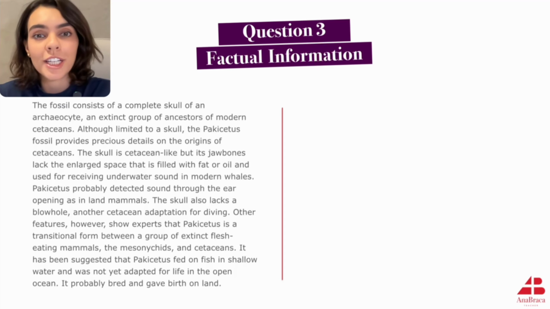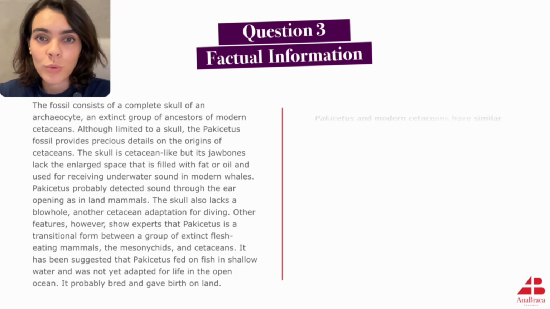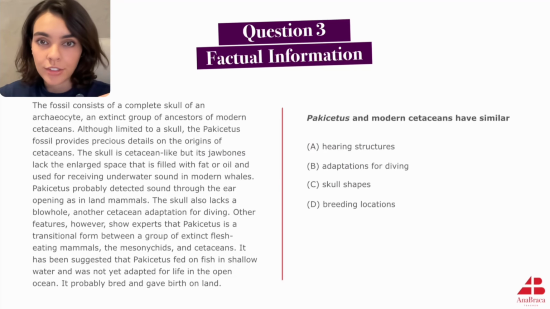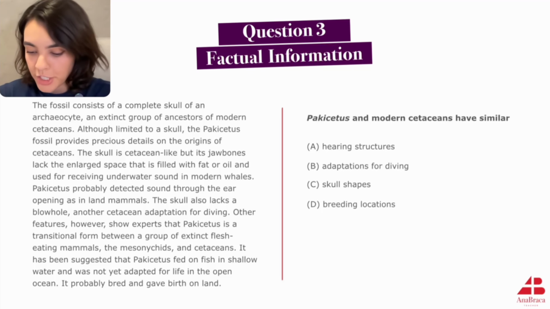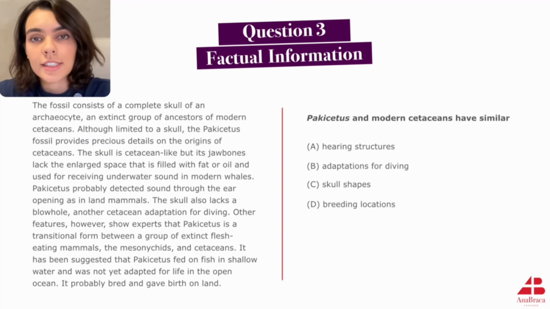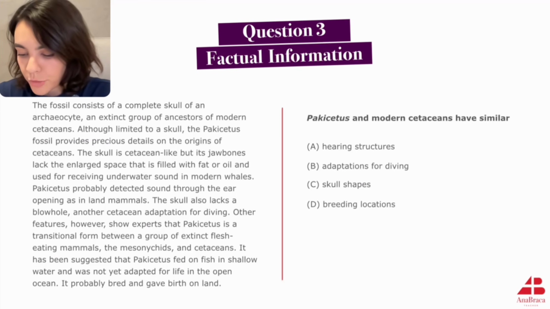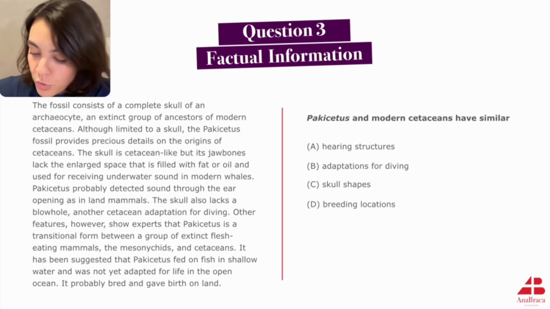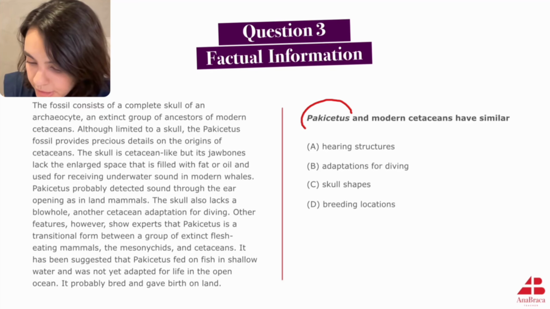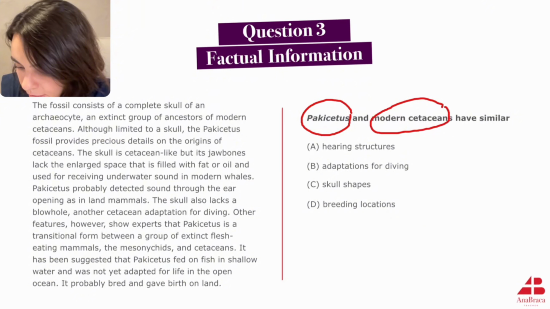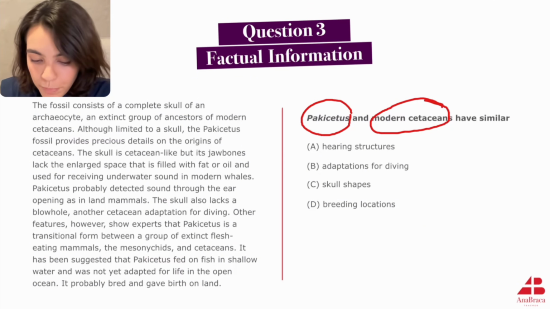Moving on to question 3 here, factual information question. So this one, it's about detail. It's a detailed question about factual information. Okay, so let's go and see how we approach this kind of question. Pakicetus and modern cetaceans have similar. So what are we looking for here? Similarities between the Pakicetus and the modern cetaceans. So the paragraph here, it is talking about it, but we have to find out.